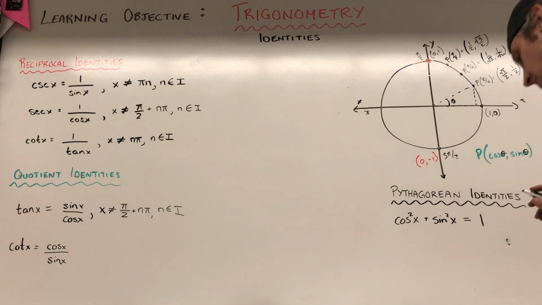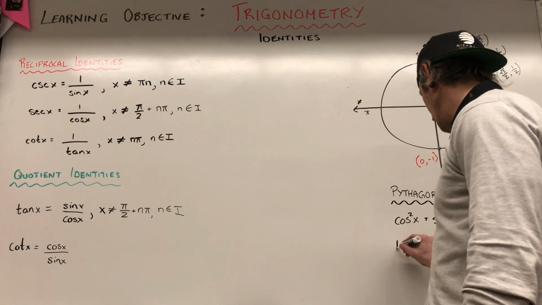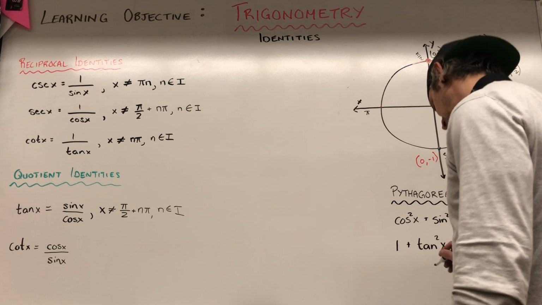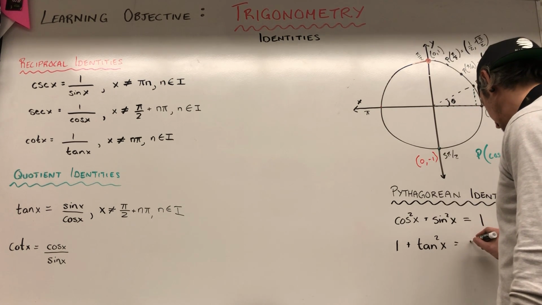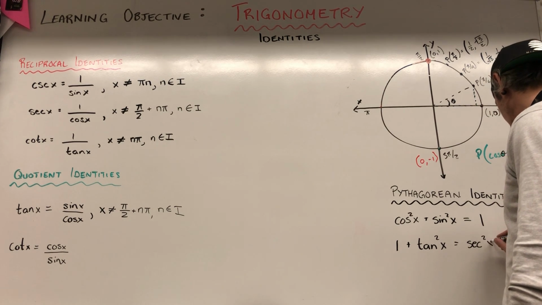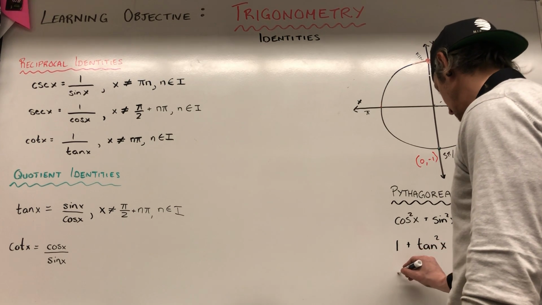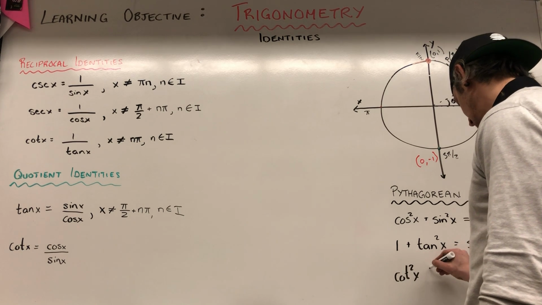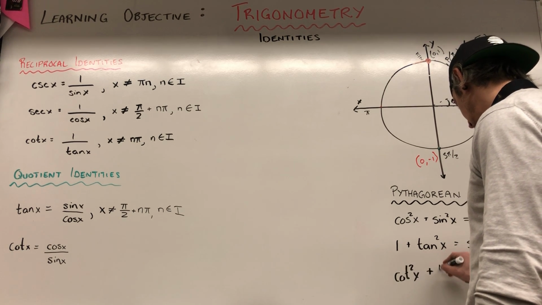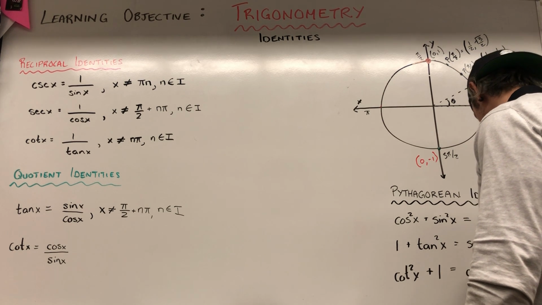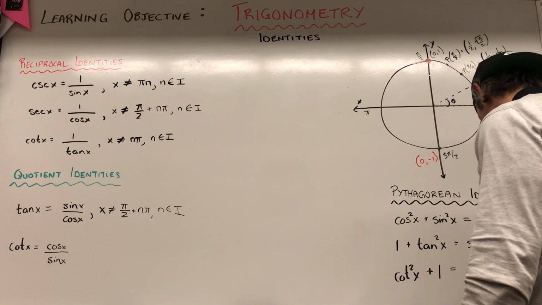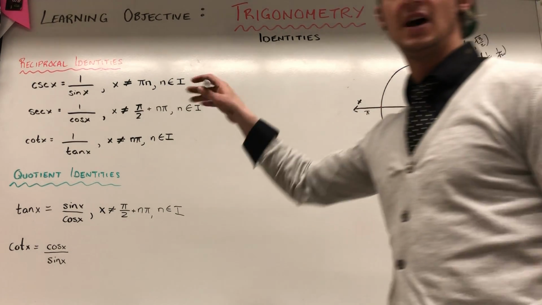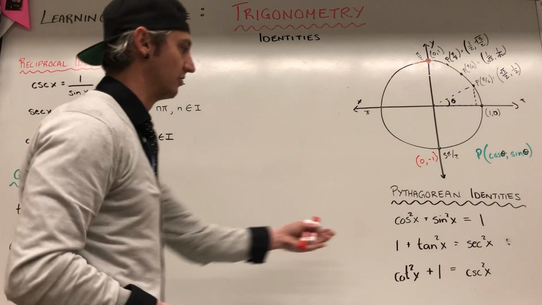There's 1. Here's the next one: 1 plus tan squared x is equal to secant squared x. And then cotan squared x plus 1 is equal to cosecant squared x. Okay? This combined with that is our magic. But let's talk about the squared terms.